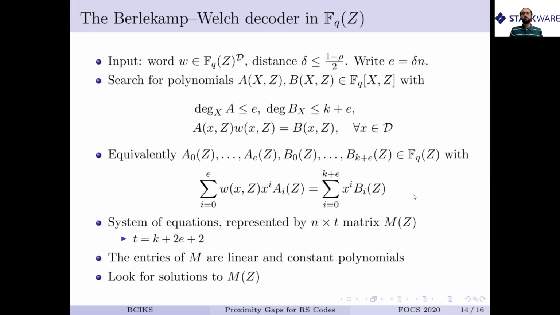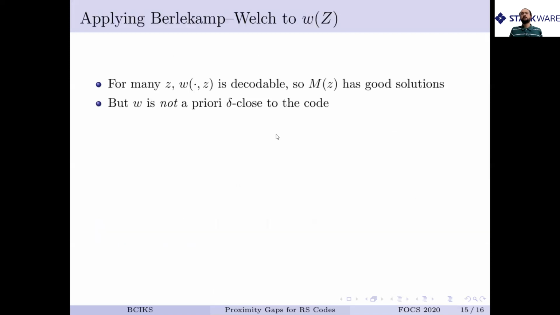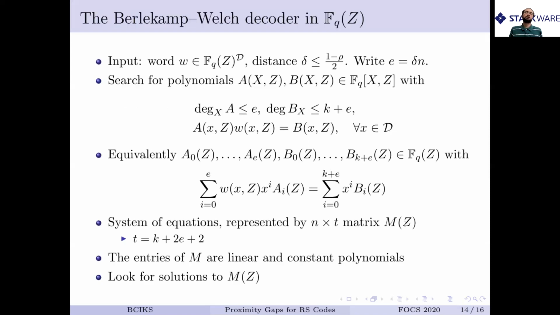What do we know about it? We know that for many Z's, the word W, when the variable Z is replaced by some substitution, is decodable, is delta close to the code. And this turns out to mean that M(Z) will have a solution, because this M(Z), where we take our matrix M and replace the variable Z with a substitution, is the same matrix that we get if we first did the substitution and then ran the Berlekamp-Welch algorithm. And this matrix will have a good solution because the word is delta close.